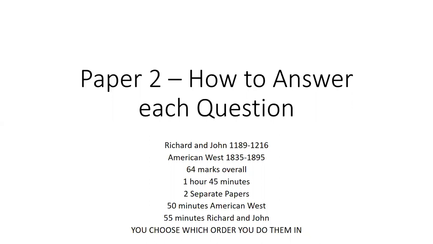Now the thing with this exam is you will not be told when to change paper. So the advice I reckon is you spend about 50 minutes on American West and 55 minutes on Richard and John. Now you can choose whatever order you want to do it in. So you can start with American West or you start with Richard and John.